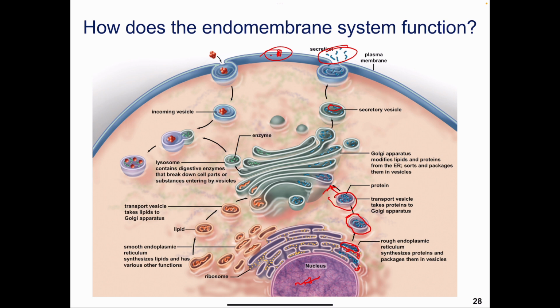That's fate number 2. Fate number 3 is that the protein can end up being an enzyme. That enzyme is going to end up in a little sac that we call lysosome. The lysosome is going to contain a bunch of digestive enzymes. These digestive enzymes break down just about anything.